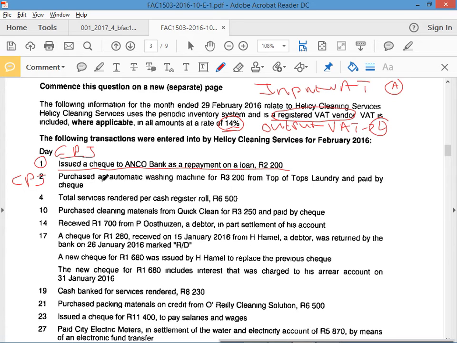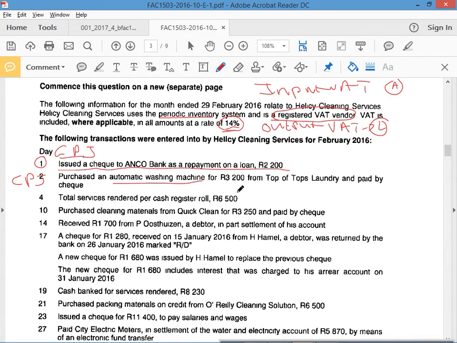Number 2, purchase an automatic washing machine. What business are we in? The cleaning services business, right? If I'm a cleaning service business and I'm using the periodic system, am I going to be selling washing machines? No. So this is not going to be considered stock. I'm not going to be buying a washing machine to sell it. I'm going to be buying a washing machine to use it. If I'm using that asset, it's going to be considered equipment. It meets the definition of an asset.